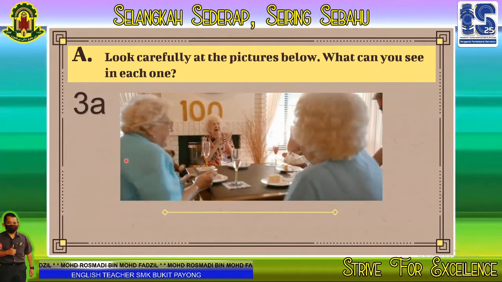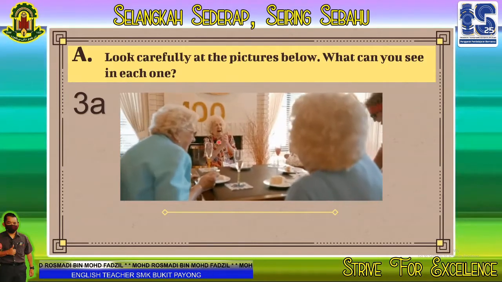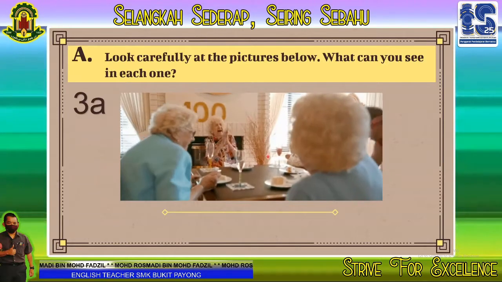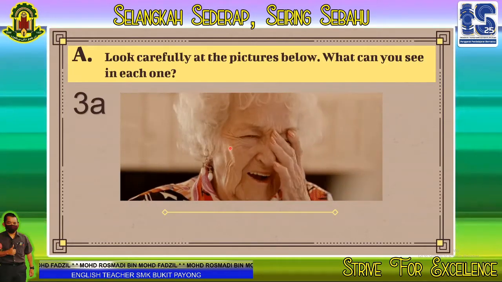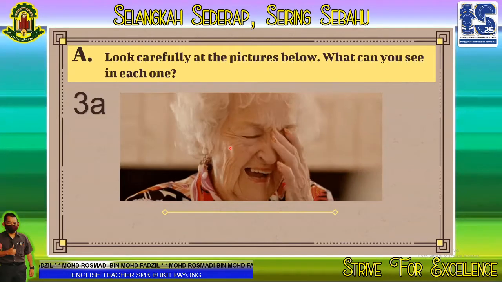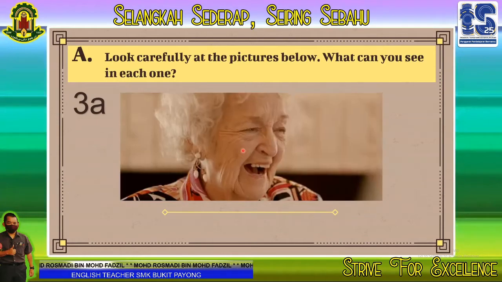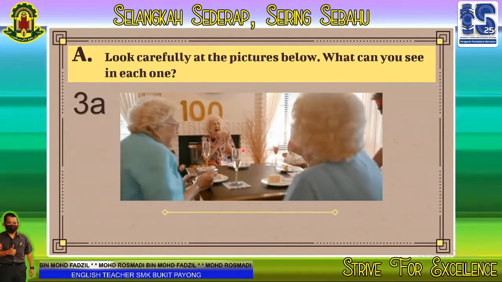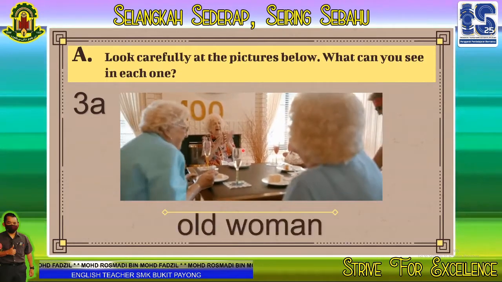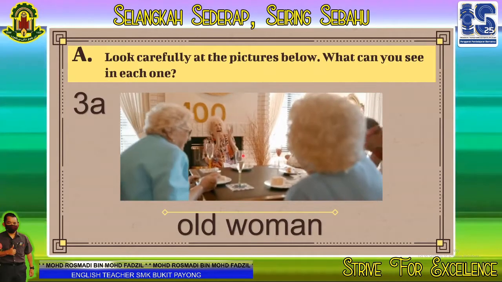Question 3 just now, soalan apa kita guna? Who, right? Who. So that means dia tanya orang ni. Siapakah dia? Yes, a woman. But what kind of woman? Muda kah? Sederhana kah? Tua kah? Yes, this is an old woman. Okay. Nenek dah ni, old woman.